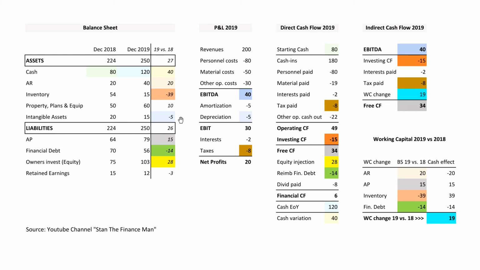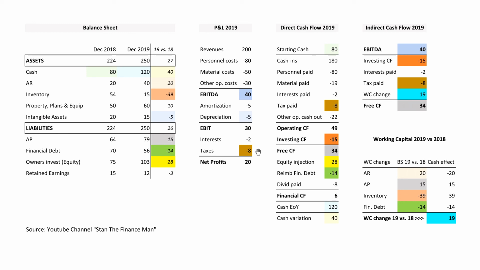The intangible assets have decreased by 5, which is also the depreciation we take here in our P&L. On the liability side, you see that our accounts payables went up by 15, which is also what we are finding here in our working capital calculation. The financial debt has been repaid by 14, which you will also find here in the reimbursement of financial debt in our financial cash flow. Owner's investment here, equity, been up by 28, which we'll also find here as an equity injection in our cash flow. EBITDA was 40, and that's also the starting point for our indirect cash flow.